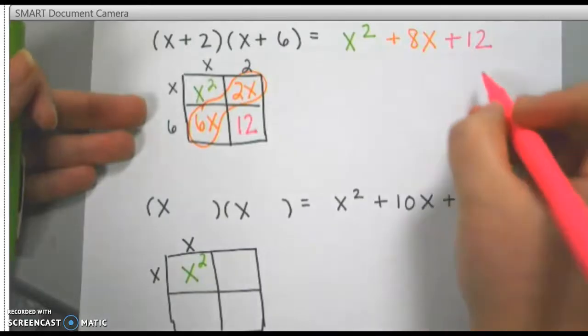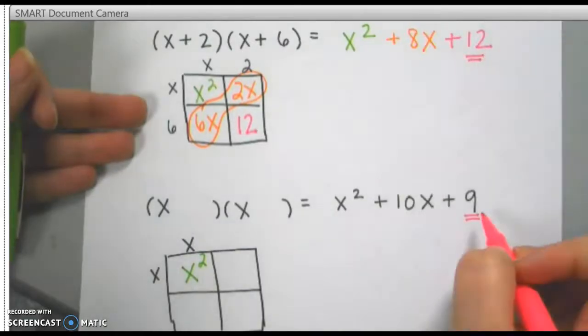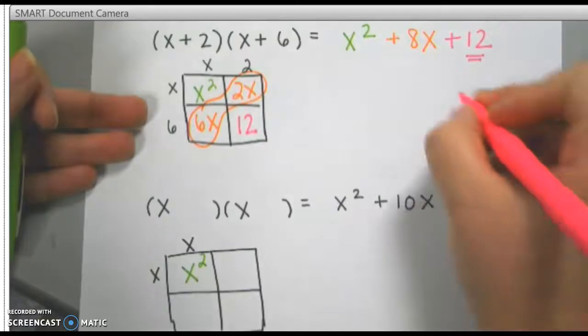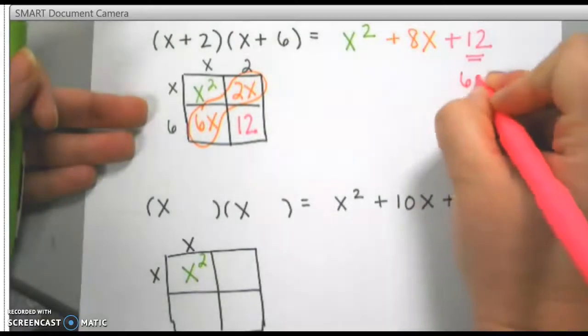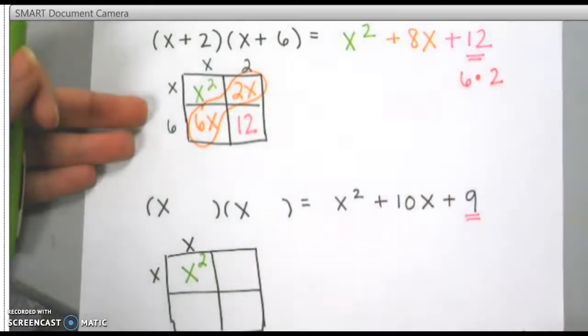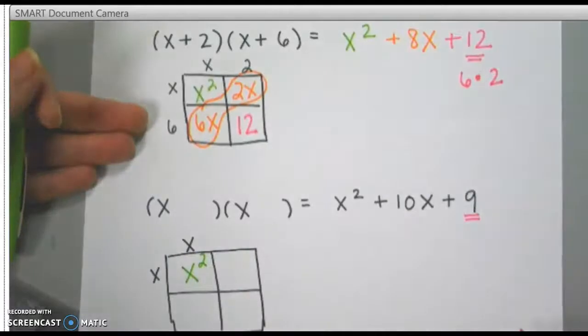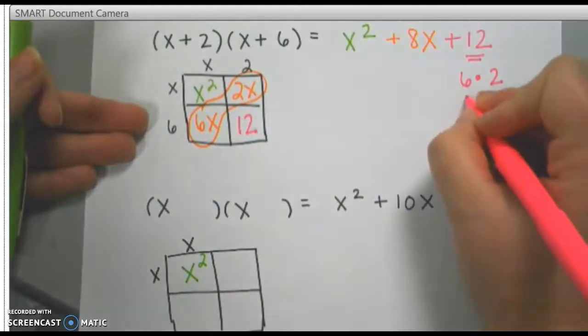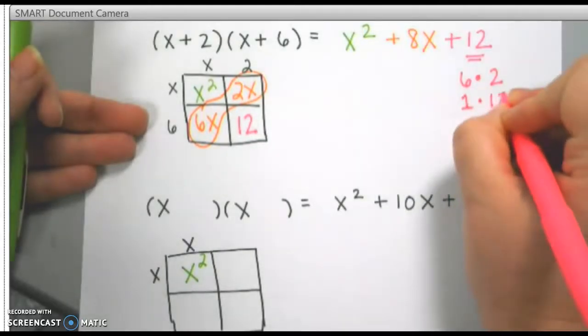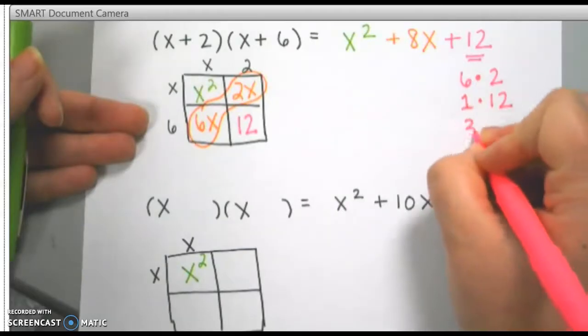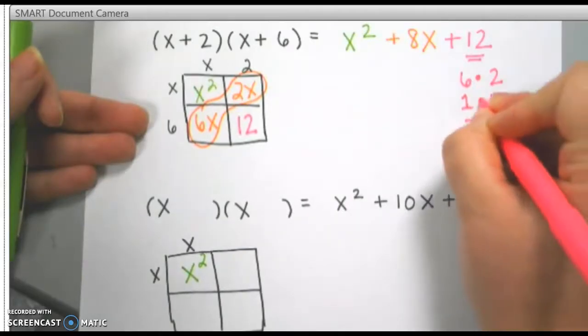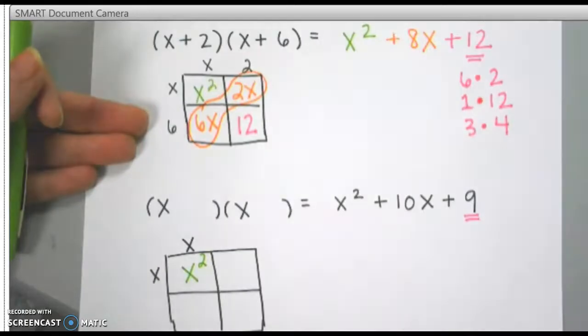How did we get 12? We got 12 by doing 6 times 2. Is 6 times 2 the only way to get 12? No. I could have done 1 times 12, or I could have done 3 times 4. Those are all of the different ways that I can multiply two numbers together to get 12.